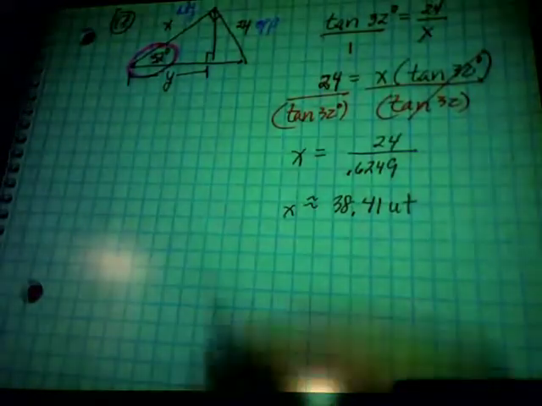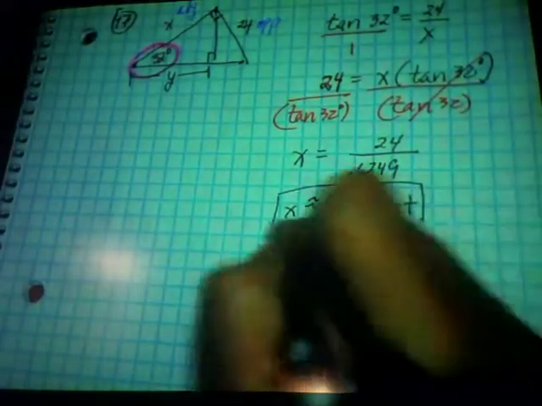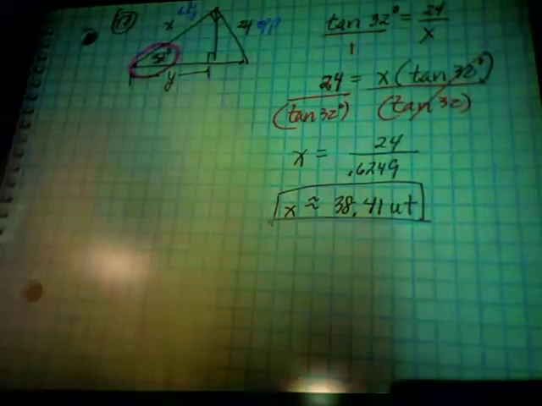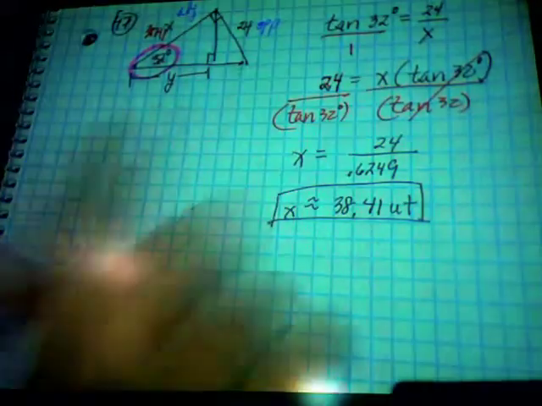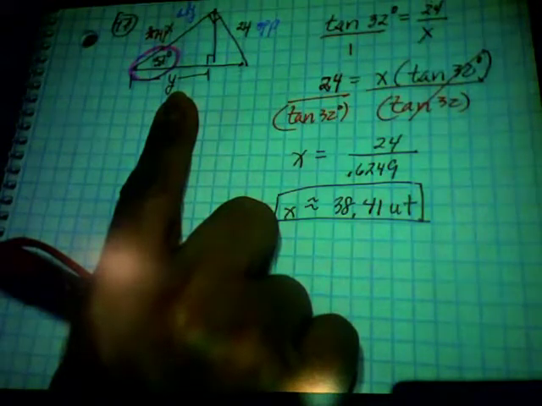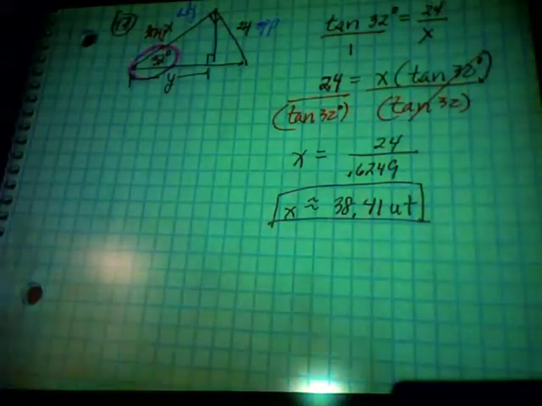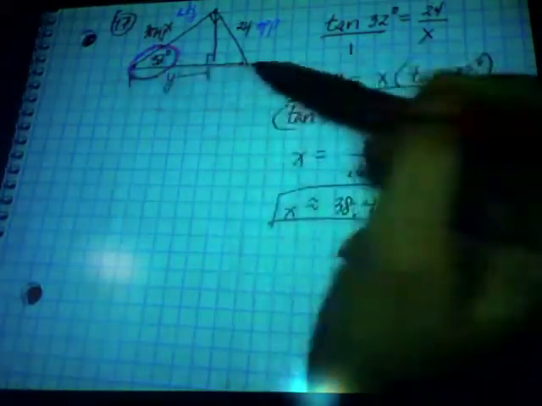So I know x. Now that I know x, 38.41, can't I use it to find y? Now you have a couple of options. You could use Pythagoras. Well, no, I wouldn't even use Pythagoras theorem because y isn't the whole distance here. So we're going to use sine, cosine, or tangent again, but on the small triangle this time.